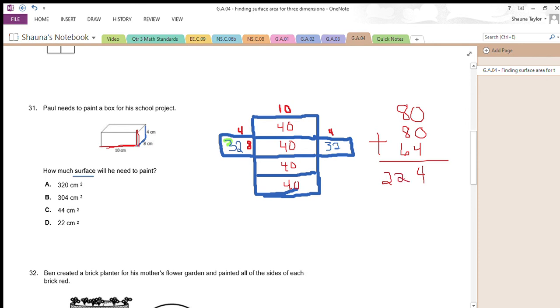Okay, so let's see. How much surface area, how much surface will he need to paint? So it says 320, 304, 44, and 22. Okay, so what's going on over here? Somewhere there is a mistake. So I should have 10 times 4, which I do have, and I should have 8 times 4, which I do have.